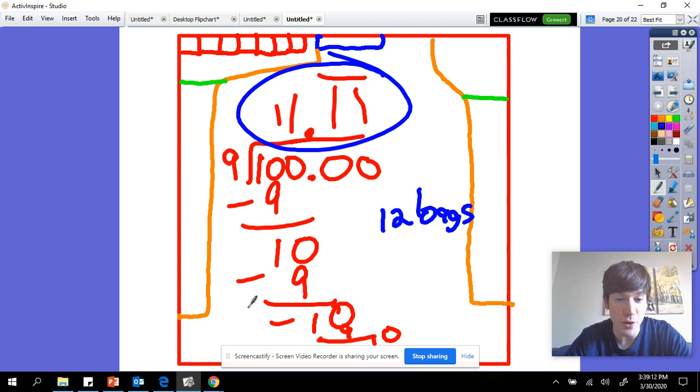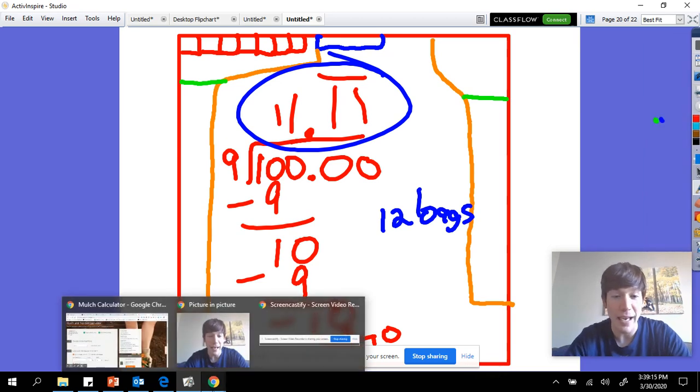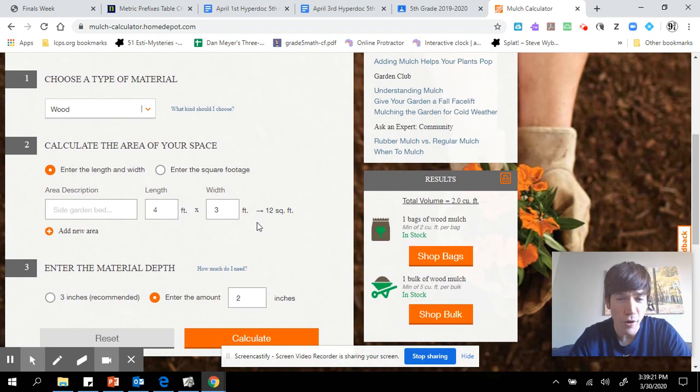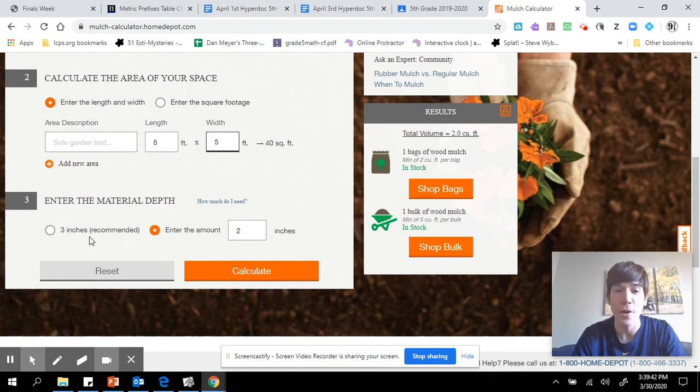Now, another thing I want to show you, and I'm going to link you to this, is that Home Depot has a soil calculator, which is pretty cool. One thing you can do is put in your length and width of whatever flower bed or space you're trying to put down mulch for. So let's say you had a mulch bed that was 8 feet long and 5 feet wide. You notice 8 by 5 is a total of 40 square feet. And then down here at the bottom, you put down how thick you want it to be. It's recommended that it's 3 inches thick. I just put in 2 because that's what we did in the problem. And if you put calculate over here, it tells you the total volume that you're going to need.